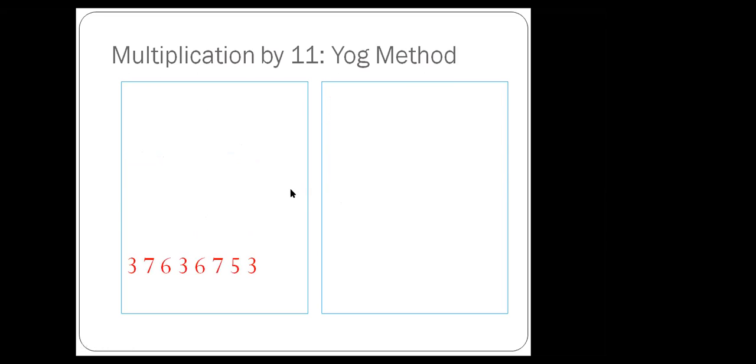Now, next problem. I am taking a big problem now. 3, 4, 2, 1, 5, 2, 3 multiply by 11. So 0 plus 3, 3. See what I have written? 0 plus 3, 3. 3 plus 4, 7. 4 plus 2, 6. 2 plus 1, 3. 1 plus 5, 6. 5 plus 2, 7. 2 plus 3, 5. And last, 3 plus 0, 3. So simple.